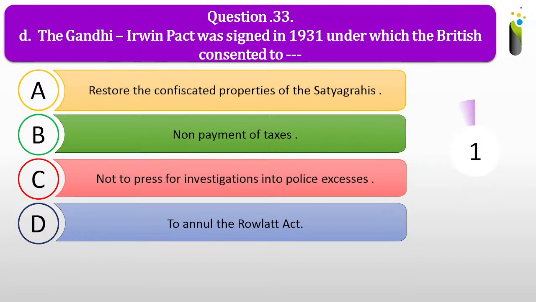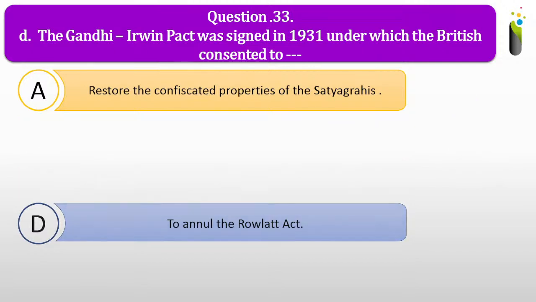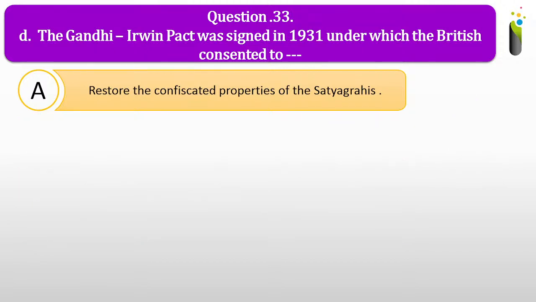And the correct answer for this question is A. So the Gandhi-Irwin Pact was signed in 1931, under which the British consented to restore the confiscated properties of the Satyagrahis.